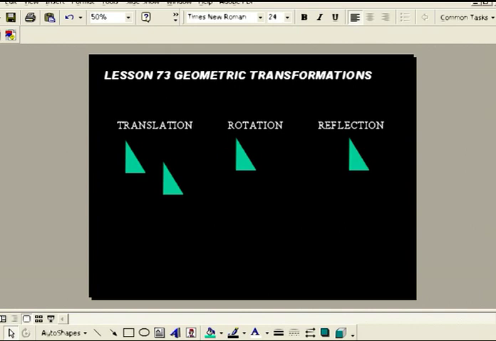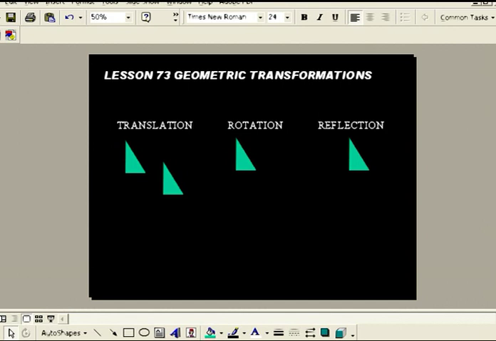Lesson 73 starts on page 342 and it's about geometric transformations. Now we're using a little bit different format to do this lesson. We're in a program called Microsoft PowerPoint, and if you have a Windows computer you probably have Microsoft PowerPoint, especially if you have Microsoft Office on your computer. And we'll use this to help us understand geometric transformations.